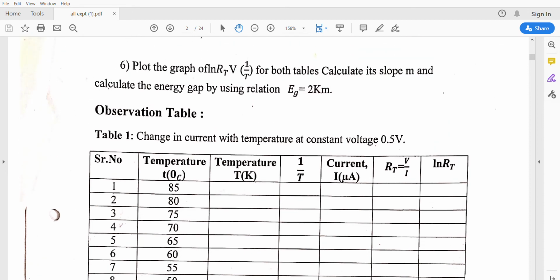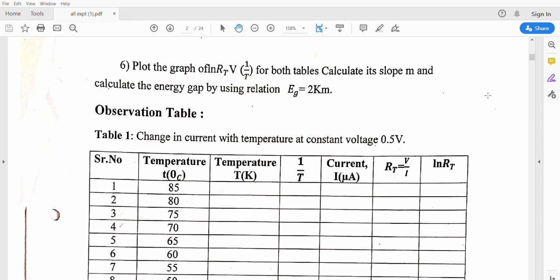The formula is energy band gap is equal to 2 into Boltzmann constant into slope. Here 2 into Boltzmann constant is a fixed value, 1.38 into 10 power minus 23, and after that the slope value is taken from the graph. That graph can be drawn from the last column of this tabular column and the temperature values. So this will give us a graph for the particular 0.5 volts.